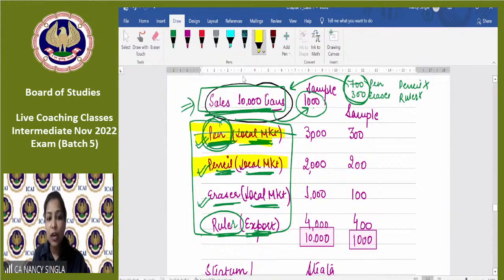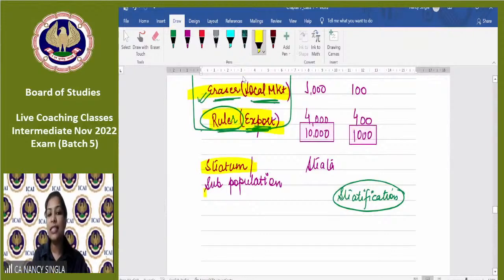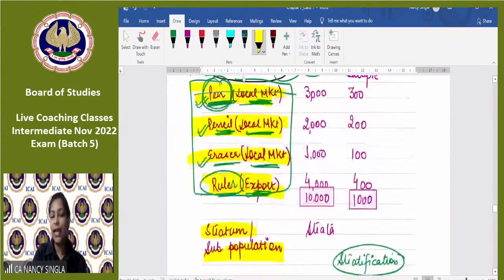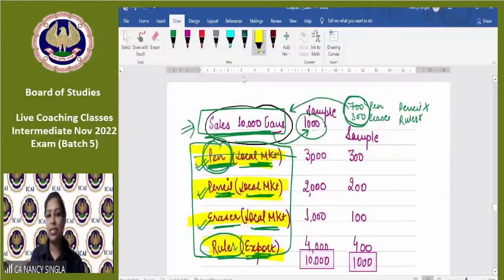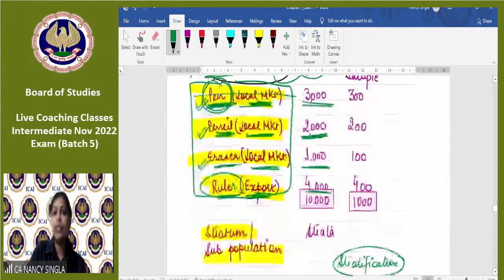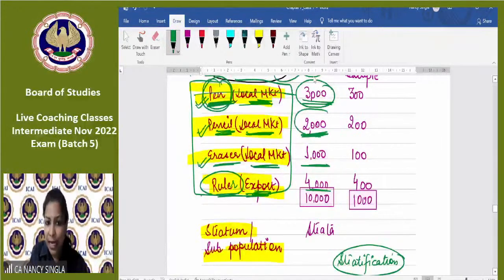And these are called what? Stratum, subpopulation. I divided the heterogeneous, different population into homogeneous strata, subpopulations. Let's say this 10,000 transactions, invoices, consists of 3,000 invoices of pen sales, 2,000 invoices for sale of pencil, 1,000 invoices for sale of eraser, and 4,000 invoices for export of rulers. Now, these individual units in each stratum are what?